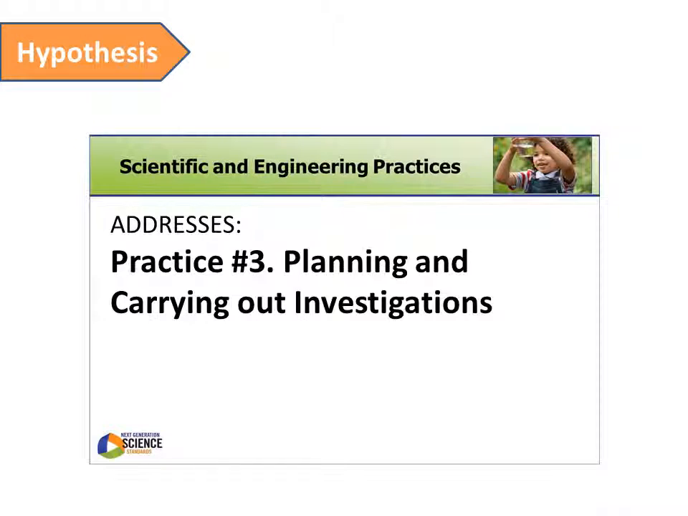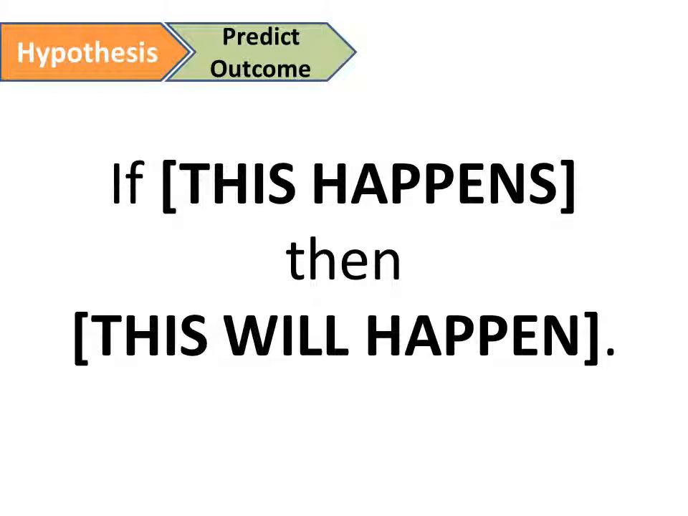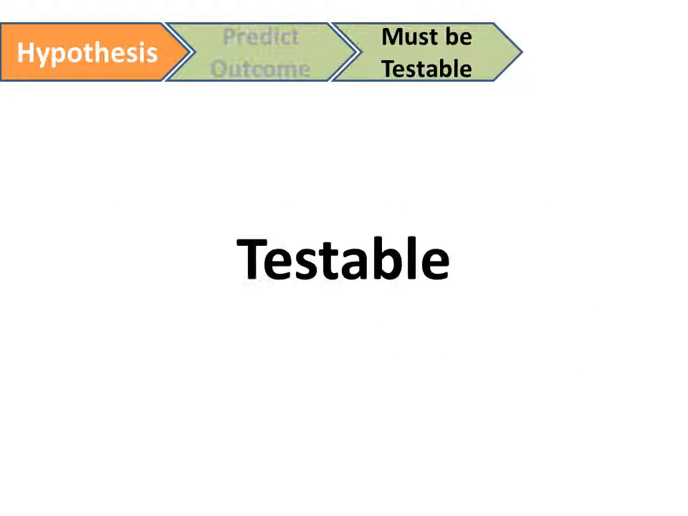Generating a hypothesis addresses a key part of NGSS Scientific and Engineering Practice Number 3, planning and carrying out investigations. A hypothesis is an educated guess about what the scientific answer to the question might be. It is often written as a cause and effect statement, one that you will try to prove or disprove through experiment. This means your hypothesis has to be testable. It has to involve factors or traits that you can measure or observe in an experiment.